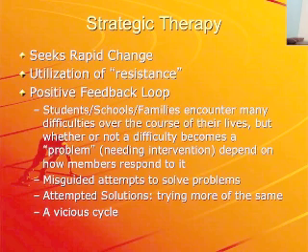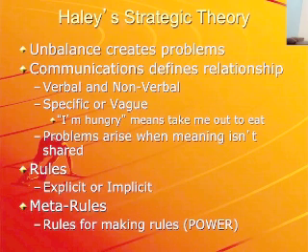And attempted solutions are trying more of the same. It creates a vicious cycle. So what Haley would do is he would try to unbalance the system. Unbalance creates problem, but he would also unbalance it again so it could reform in a way that's more functional, more okay for the family. That wasn't very clear, but I hope you get my point.